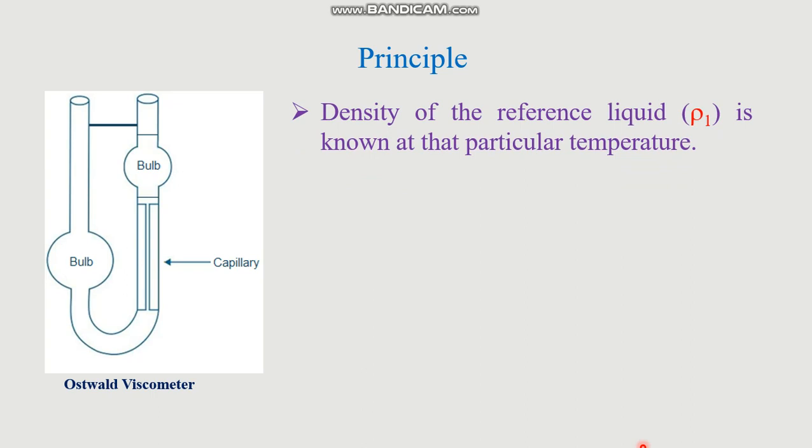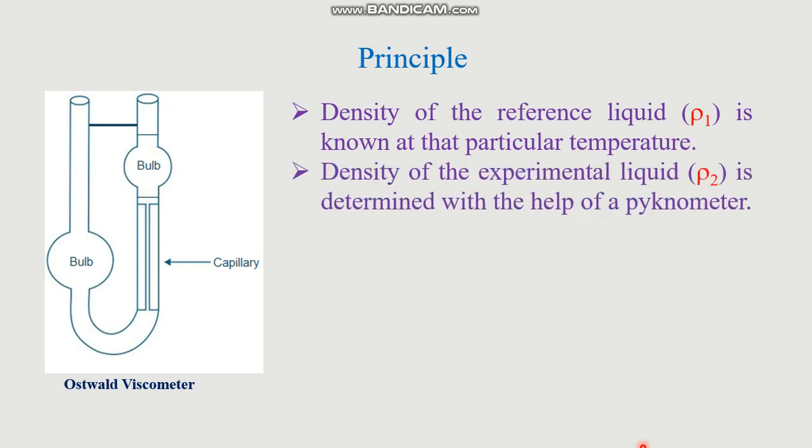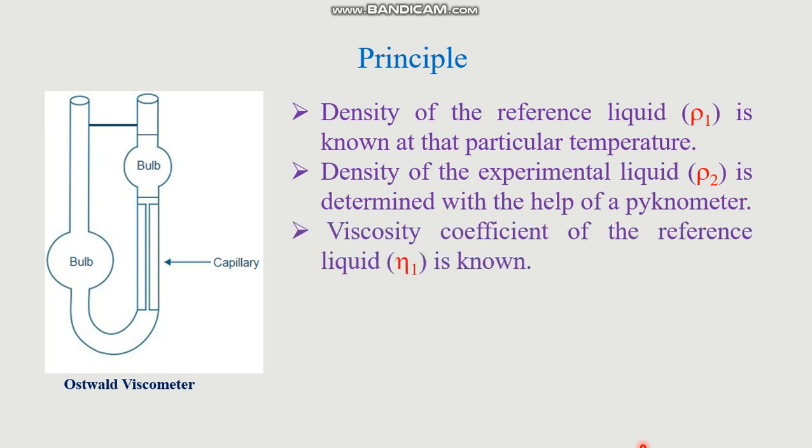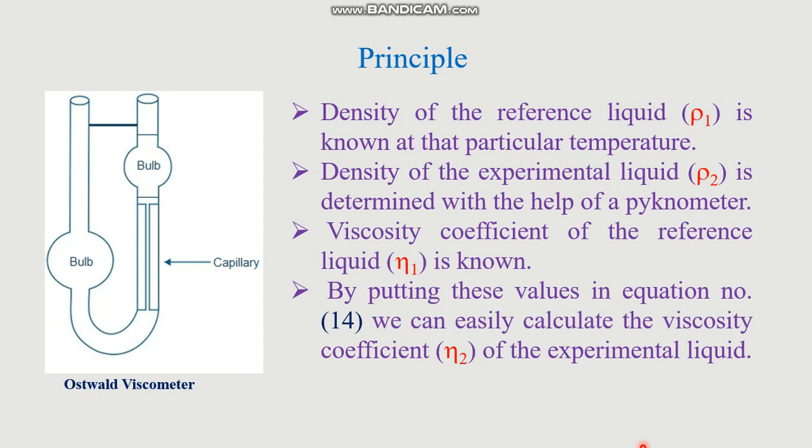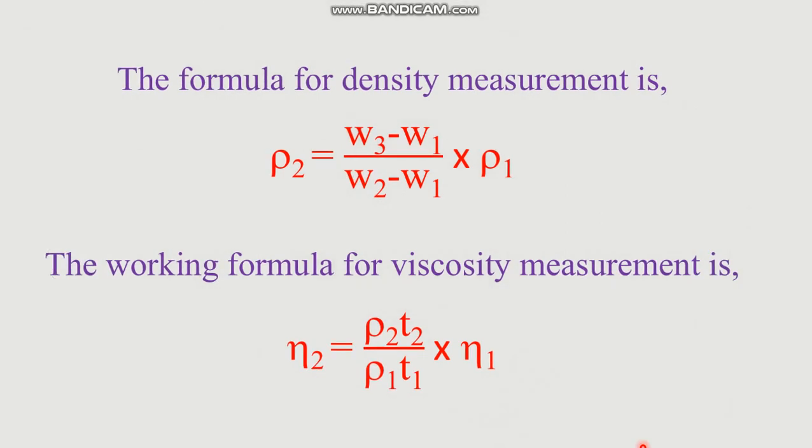Density of the reference liquid ρ1 is known at that particular temperature. It is available in the literature at different temperatures, different densities of water. Density of the experimental liquid is determined with the help of a picnometer, that is the specific gravity bottle. And the viscosity coefficient of the reference liquid is also known because it has been accurately determined at different temperatures. Two data have already been given here. By putting these values in equation number 14, we can easily calculate the viscosity coefficient η2 of the experimental liquid, and these are the formulas.